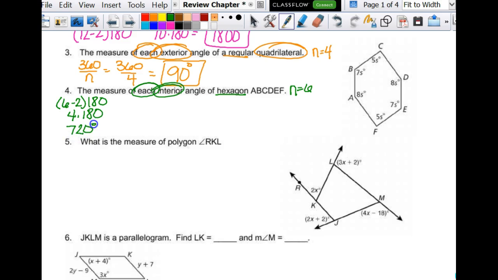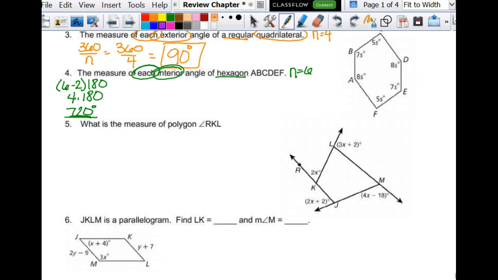So 720, that is the total sum in there, which is not what we're asking for. We're asking for each interior angle. So then we have to use that to add all these up. So that's going to give me 8s plus 7s plus 5s plus 8s plus 7s plus 5s equals 720. I got 1, 2, 3, 4, 5, 6. So when I add those, 8 and 7 is 15, plus 5 more is 20. Then I have another 15, so that's 35. Another 5, that's 40. So I get 40s equals 720.